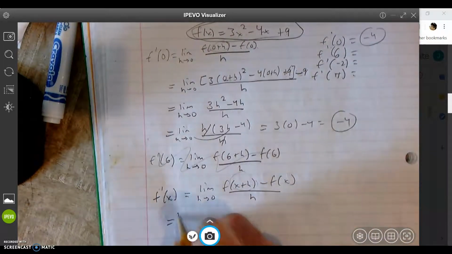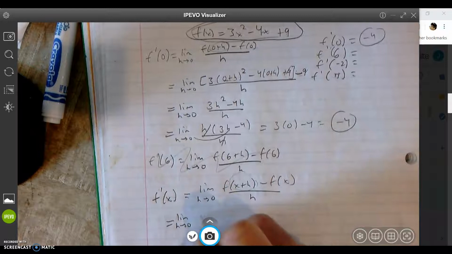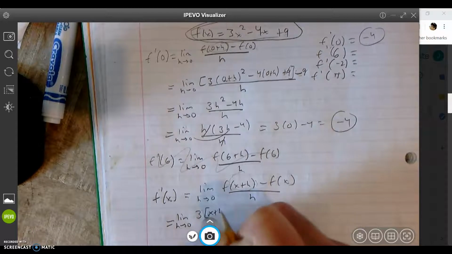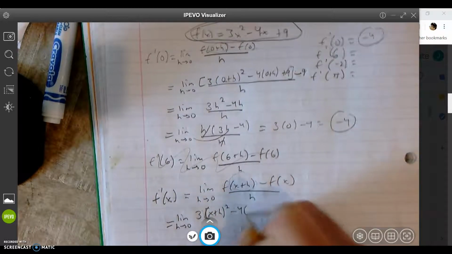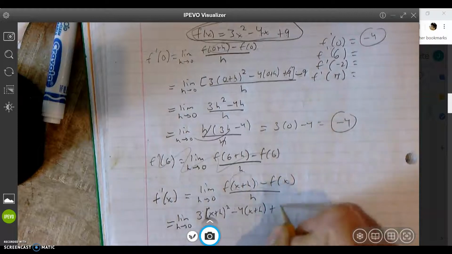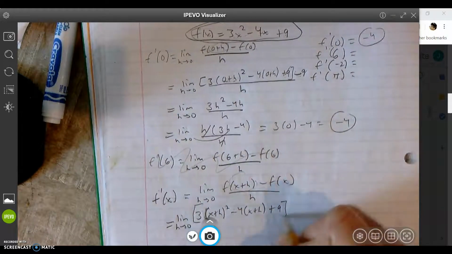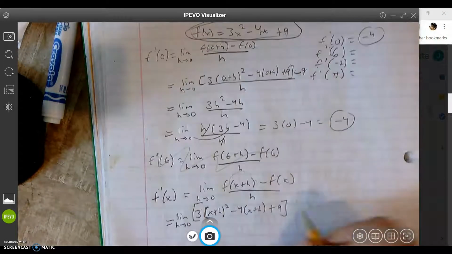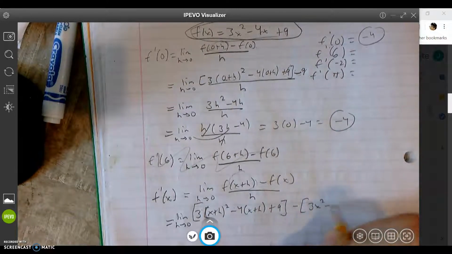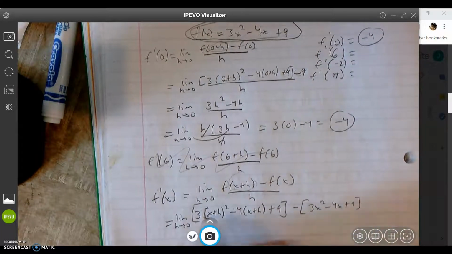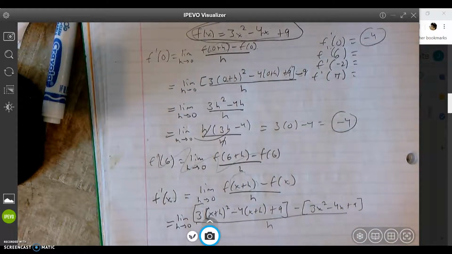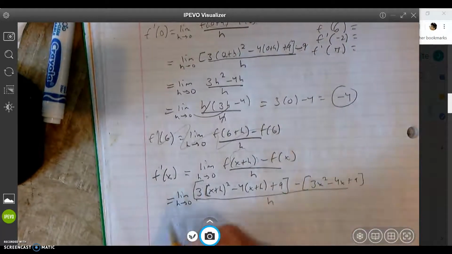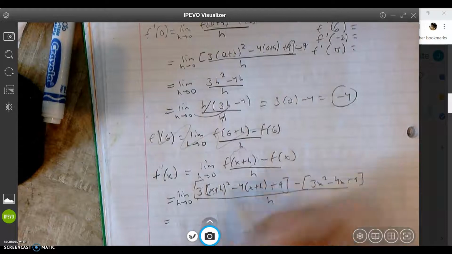So equals the limit as h approaches 0 of 3 times (x plus h) squared minus 4(x plus h) plus 9. Bracket that thing. Boom. Now I'm just going to plug in x here, which is just the same thing. So it's minus (3x squared minus 4x plus 9) over h. Okay? Take it step by step. Slow down if you need. Pause the video, okay? Equals. So now I'm going to simplify this. So I need to box this thing right here.